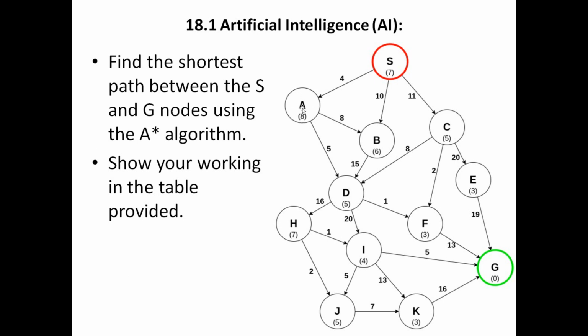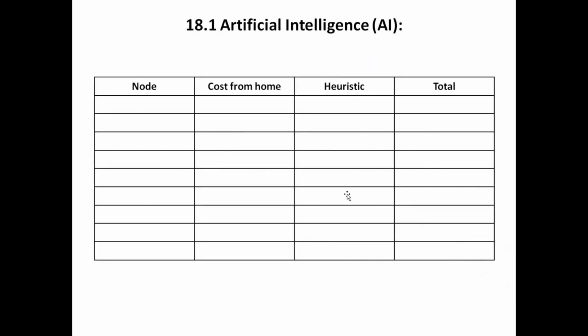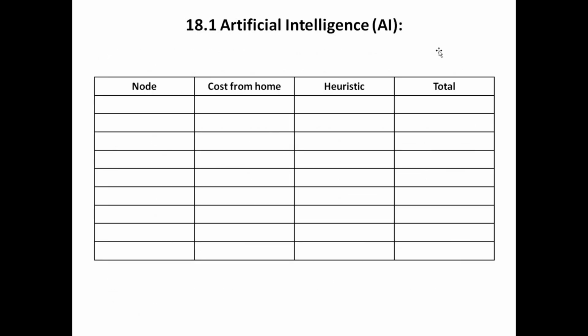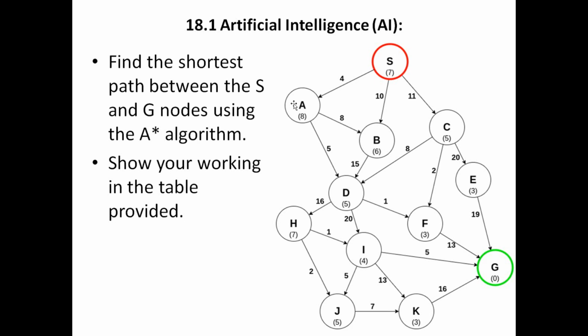Now we'll consider A as our home and we'll see how many nodes A connects to. It connects with B and it connects with D. So we'll calculate a total for both of them and record it in our table. Remember this, cost from home means you have to calculate from the beginning. So from S you'll have to come to A. So 4 for that, then 8 for heuristic.